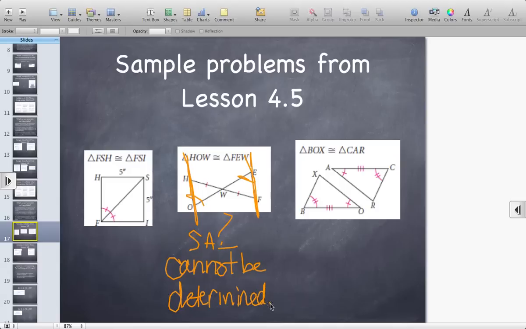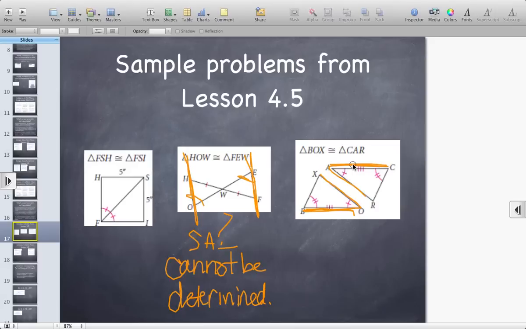Okay? Let's take a look at our third triangle. We have triangle BOX, and of course it's going in that direction, CAR. Well, BO is congruent to CA, so that's matching up so far.